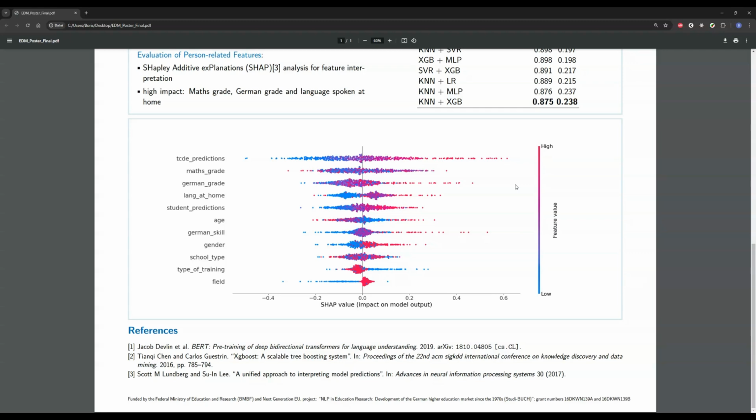The low feature value is on the left-hand side, and this shows us that the text complexity model chose to shift the prediction downwards if a student was speaking German at home, and to shift the text complexity values upwards if the student did not speak any German at home. This can be done for each of the features on the left-hand side, and it's really interesting to see.